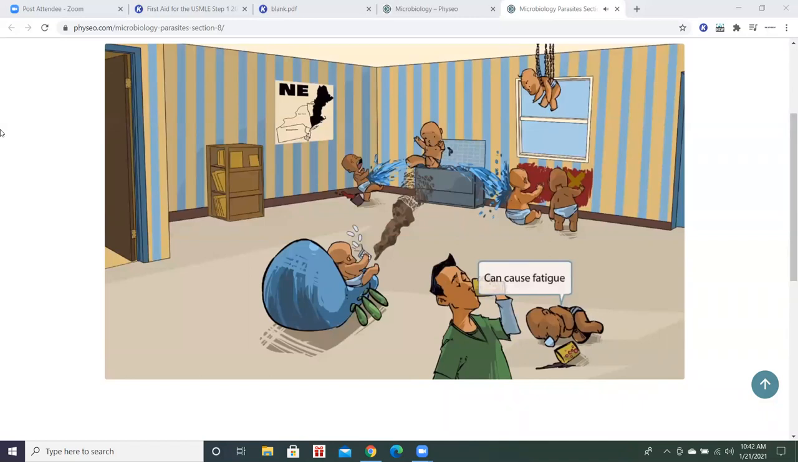Looks like the bottle lid popped off and the drink is now spilling on the floor. This sleepy baby represents the fatigue that patients with Babesia experience. It makes sense that patients would be fatigued. After all, a symptom of anemia is fatigue.